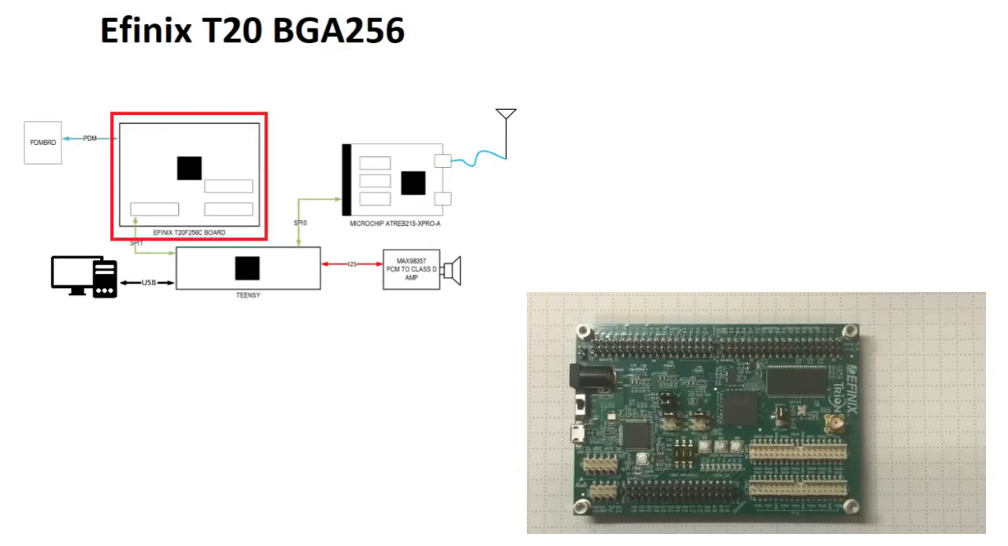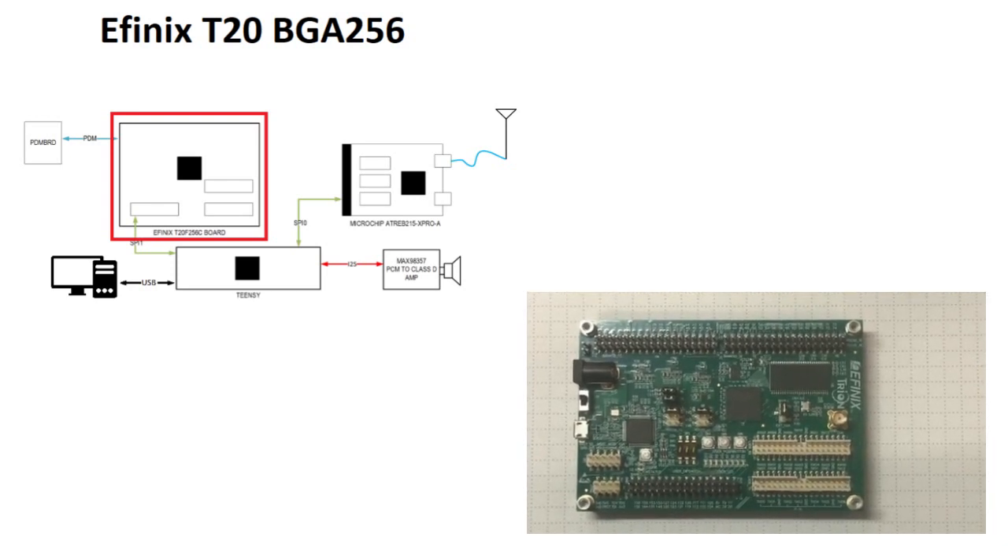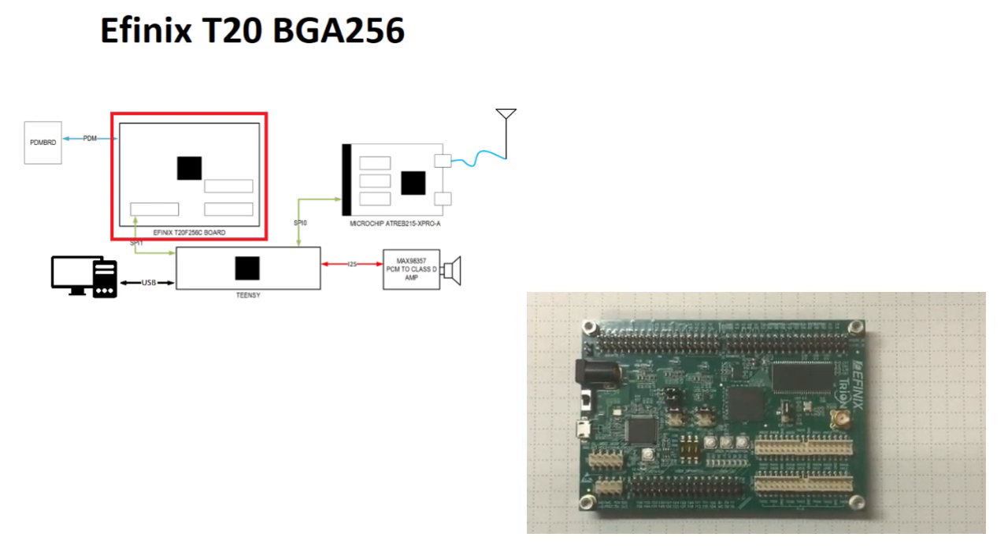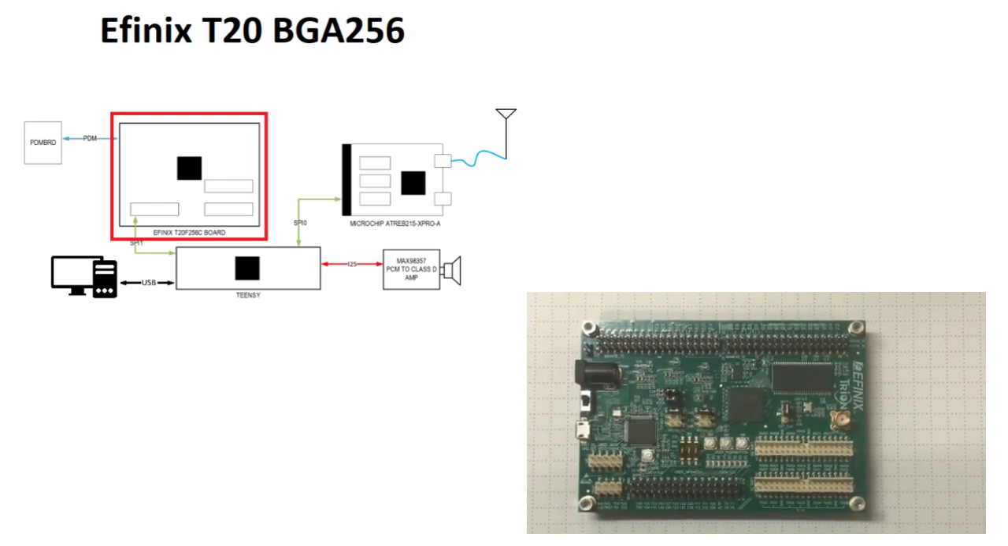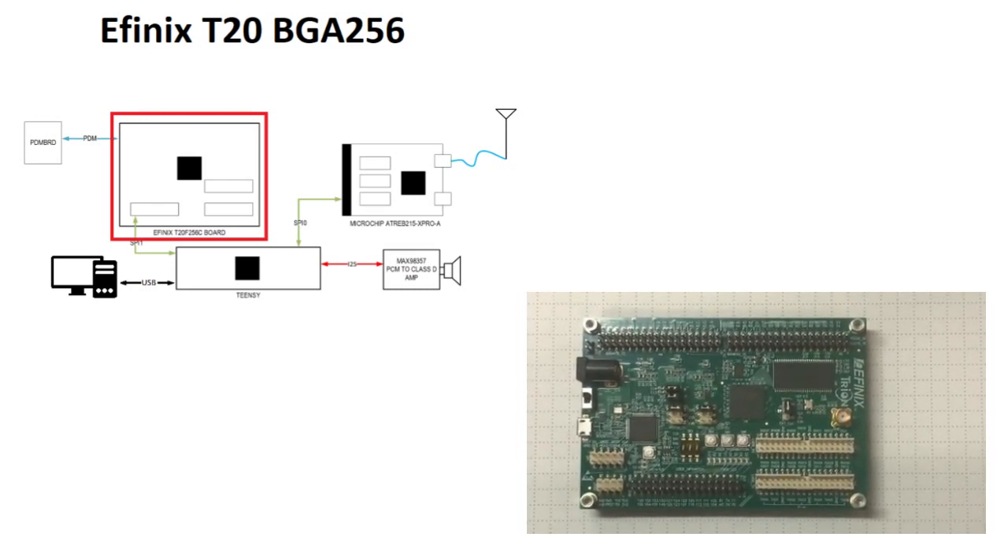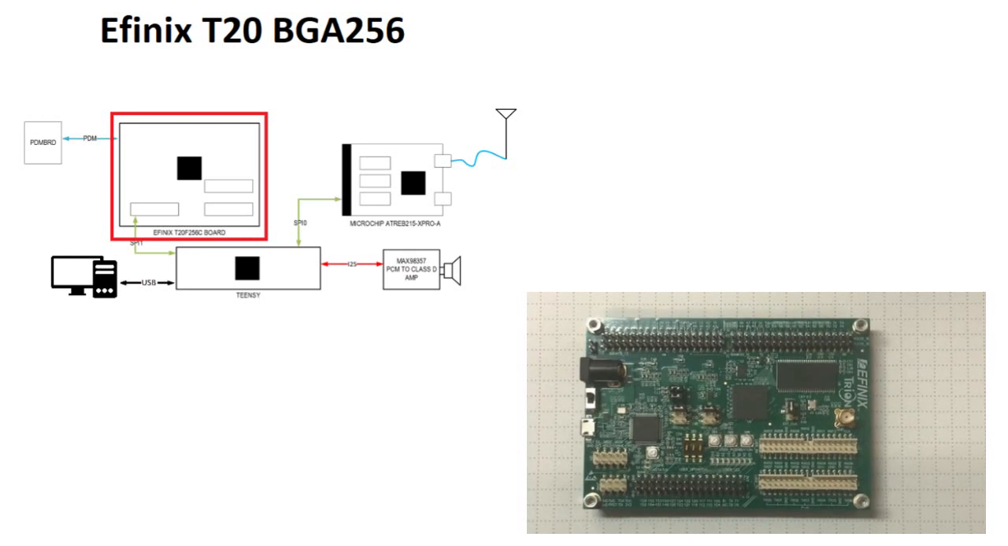Finally, we have the FNX T20 BGA256 FPGA board. This is an optional part that could be used to communicate with the Teensy as well as with the RF transceiver. It can be used if high data rate processing is required. This board will not be used for any of the demos shown in this video.